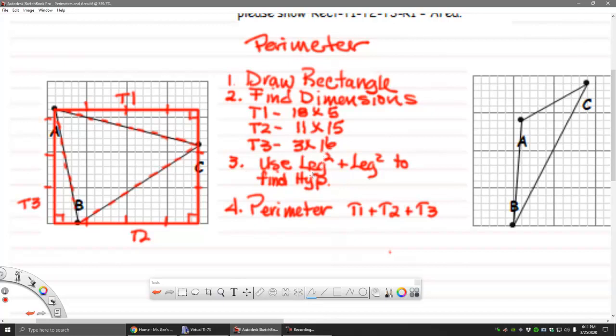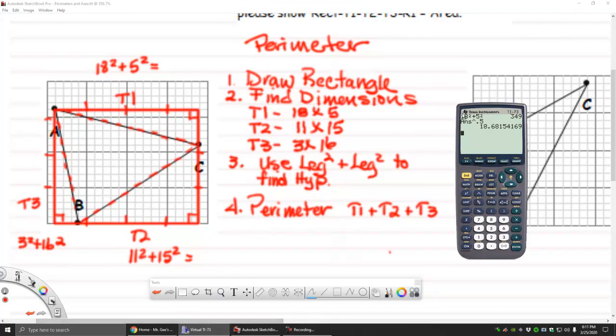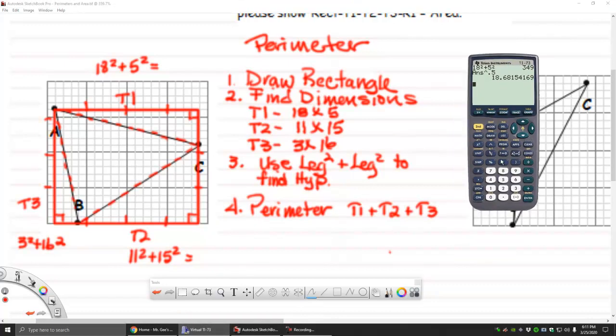Now what we need to do is use the leg squared plus leg squared to find the hypotenuse. So we'll take T1. I've got 18 squared plus 5 squared, which is going to give me a number. For T2, I have 11 squared plus 15 squared. I'm going to get a number there and take the square root of it. And then T3 over here, we'll do 3 squared plus 16 squared. Okay, we get out our calculator and we'll find all these things.